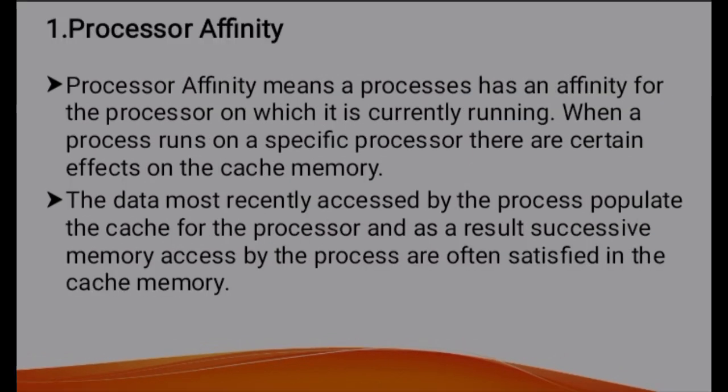And next is processor affinity. Processor affinity means a process prefers to run on the same CPU it's currently on. Why? Because when a process runs, its data gets stored in the CPU cache. If the process keeps running on the same CPU, it can quickly access that cached data, making it much faster. Switching CPUs means the process loses this cached data, leading to slower performance. So, sticking with the same CPU is often more efficient.